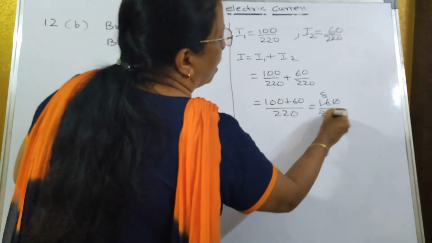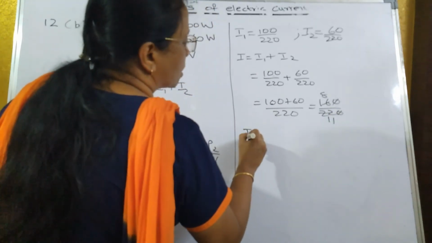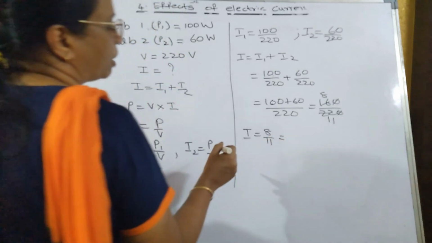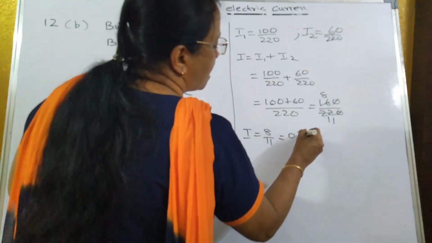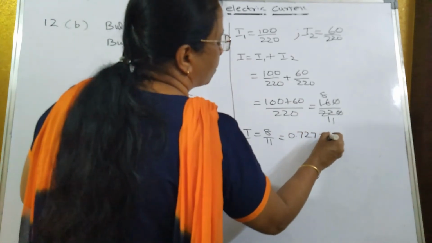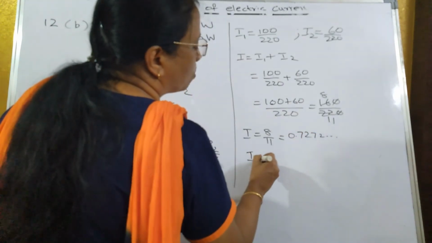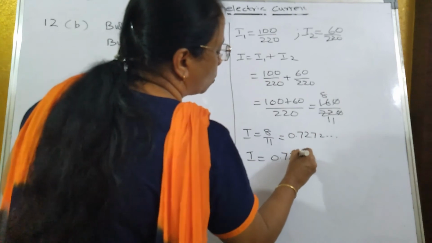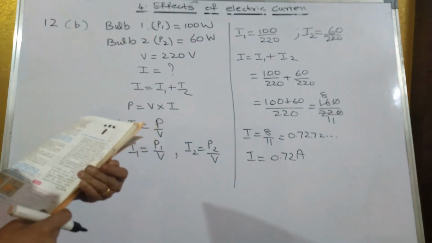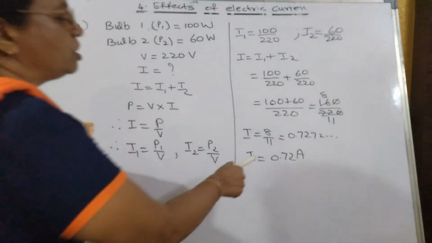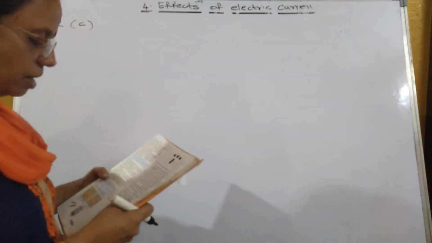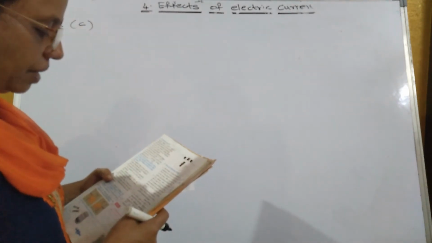8 and 11. So I is equal to what? 8 upon 11. When you divide this, you will get 0.72. It's a recurring number, 0.7272. This way it will come. So I is equal to 0.72 ampere. So the total current which passes through the main conductor is 0.72 ampere.